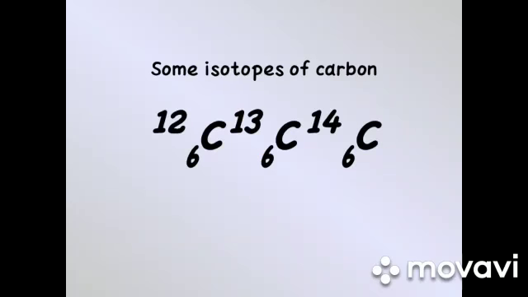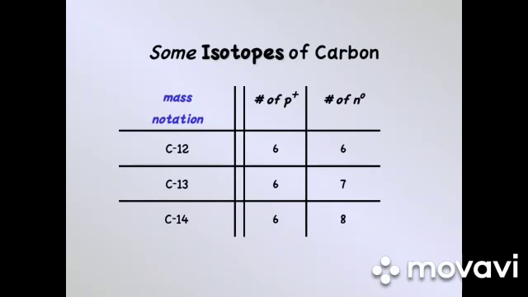Similarly, we have three isotopes of carbon: 12, 13 and 14. You can see the atomic number is same in all three, that is 6, and atomic mass is different, that is 12, 13 and 14. So we can have a look at number of protons and number of neutrons in isotopes of carbon. Carbon 12 would have 6 protons and 6 neutrons. Carbon 13, 6 protons and 7 neutrons. So the mass would be 13. And carbon 14 would have 6 protons and 8 neutrons.